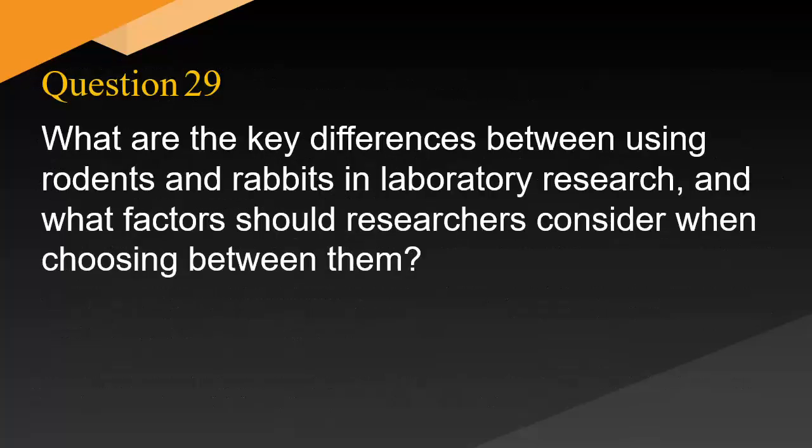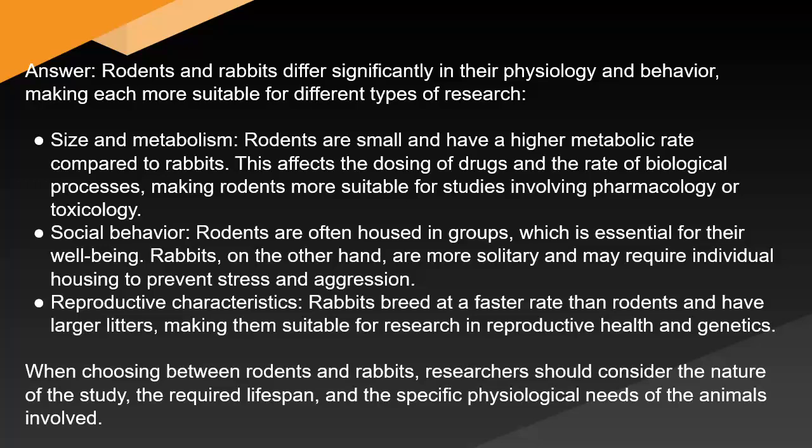What are the key differences between using rodents and rabbits in laboratory research, and what factors should researchers consider when choosing between them? Answer: rodents and rabbits differ significantly in their physiology and behavior, making each more suitable for different types of research. Size and metabolism. Rodents are small and have a higher metabolic rate compared to rabbits. This affects the dosing of drugs and the rate of biological processes, making rodents more suitable for studies involving pharmacology or toxicology.